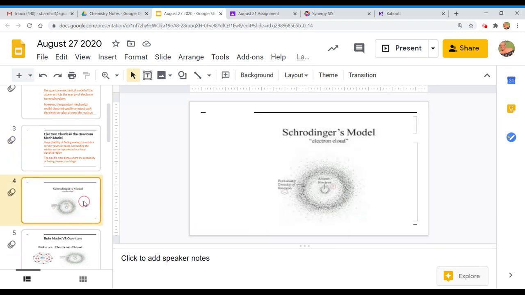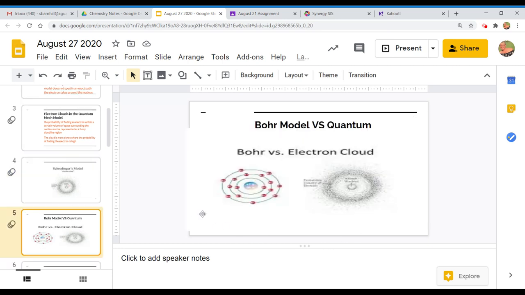So here's a picture of Schrodinger's model, and the darker regions here are where there was a higher probability of finding an electron. Closer into the nucleus, it's almost clear looking. There's no electron density at all close in next to the nucleus.